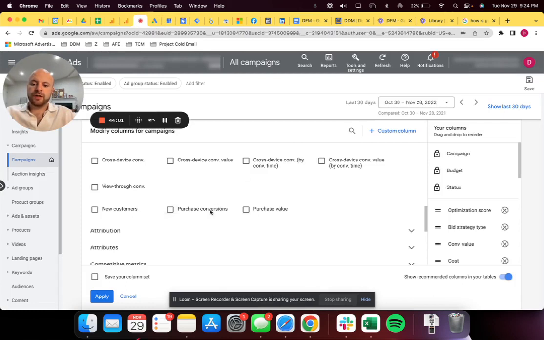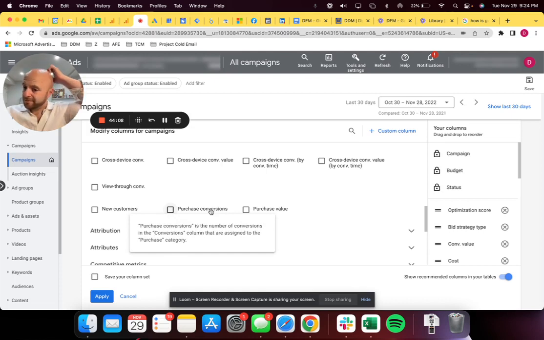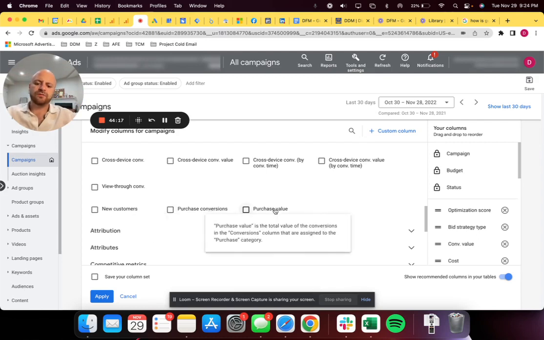Purchase conversions is the number of conversions in the conversions column that are assigned to the purchase category. Okay, that makes sense. It's just purchase conversions. And purchase value is the total value of the conversions in the conversions column that are assigned to the purchase category. Oh, this actually makes sense. I assigned an arbitrary value to a sign-up form for one of my clients, but it was an arbitrary value. That's not a purchase value. That's just what it would theoretically mean to the business. It didn't actually happen. So that's what purchase conversion and purchase value are.